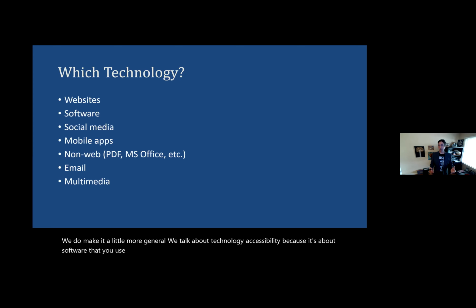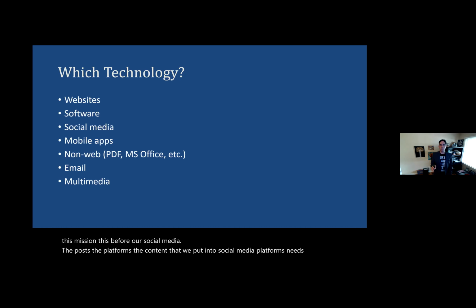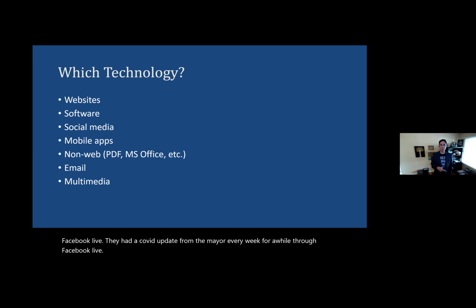And a lot of websites actually have software that you wouldn't call software. It's not like Google Suite, which looks a lot like an installed piece of software. There is a lot of software that we use regularly that's delivered through the web. I've alluded to this, mentioned this before, our social media. The posts, the platforms, the content that we put into social media platforms needs to be accessible. And remember, I talked about how I know at least here, a lot of our local businesses and organizations have used social media a lot. The city that we live in, Norman, Oklahoma, the city itself streamed things out through Facebook Live. They had a COVID update from the mayor every week for a while through Facebook Live. It's our mobile apps that we install on our devices.